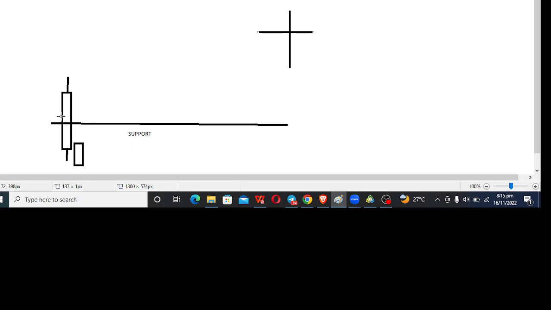So this candlestick that is breaking through your support or your resistance shouldn't look like this. And then it shouldn't also be a pin bar. So let me show you how a pin bar looks like.